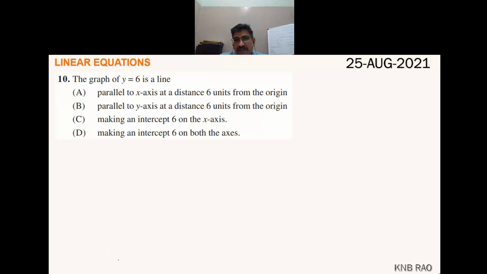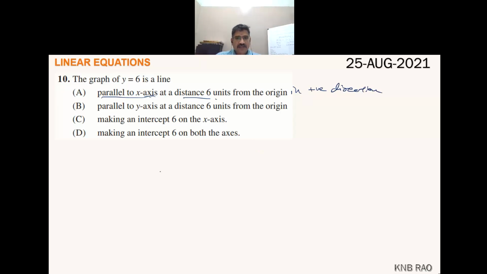Y equal to 6. Option A, very good. Y equals 6 is definitely parallel to the x-axis. Amongst them, the only one parallel to the x-axis is this. So it is parallel to the x-axis at a distance of 6 units from the origin, in the positive direction. Correct? Yes, above the x-axis, positive direction.